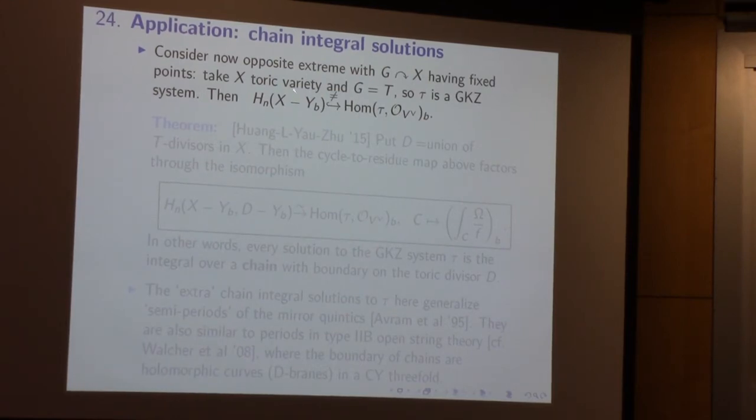If you consider the case of toric variety, you take G to be your dense torus T. And as I mentioned earlier, tau now reduces to a GKZ system. Again, as I mentioned, the GKZ system is never complete. So this is an injection, but it's never surjective.